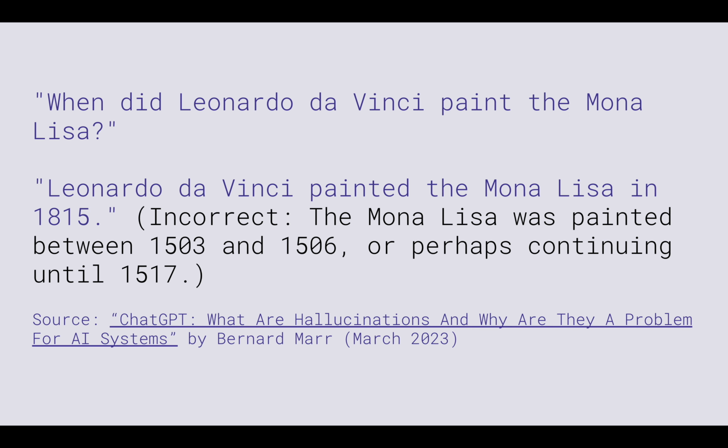Now, in the case of ChatGPT, here's some funny examples. So you can ask ChatGPT, when did Leonardo da Vinci paint the Mona Lisa? And it gives you an answer of Leonardo da Vinci painted the Mona Lisa in 1815, which is incorrect. Now, this is also from March of 2023. I know ChatGPT has improved over the years, but it still does a lot of this hallucination stuff quite frequently.